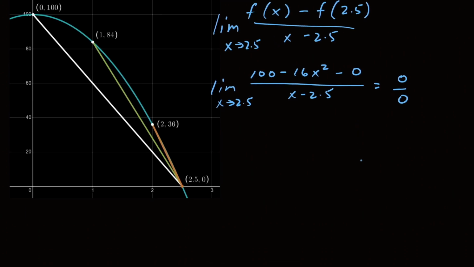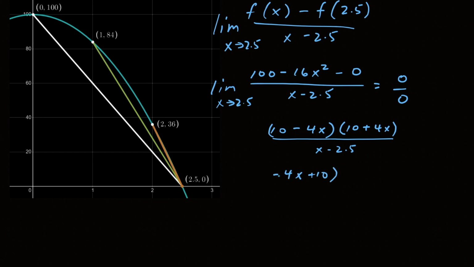And that something is going to be simplify, factor, and cancel. So let's go ahead and look at the fraction. The 100 minus 16x squared can be factored into 10 minus 4x times 10 plus 4x, and all of that's over x minus 2.5. We don't see anything glaring at us, so let's go ahead and rewrite that as negative 4x plus 10, and see if that looks nicer, times 10 plus 4x. Now, let's just stick with that.